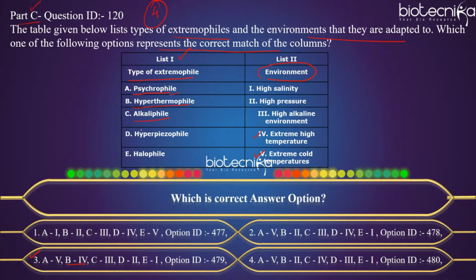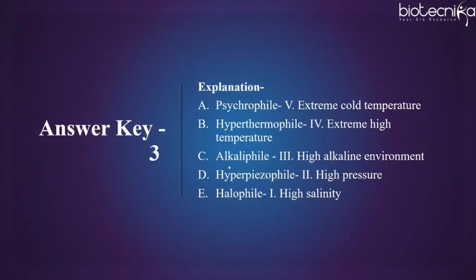Then alkaliphile. What is it? Alkaliphile means high alkaline environment. Those organisms that grow in a very high alkaline environment, we call them alkaliphiles. Hyperpiezophiles are those organisms that are present in very high pressures. And halophile is something very common, the ones that grow in very high salt conditions or high salinity. So the right answer is option 3 over here. Yes, Devanshi, very good. The terms and their matching are written over here. So we move on to the next question.